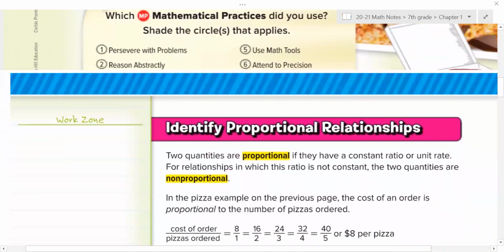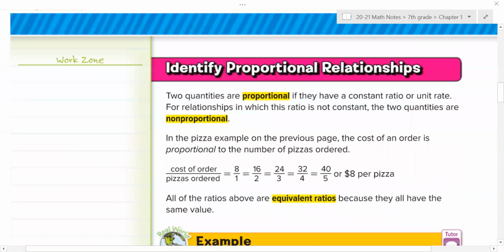To identify proportional relationships, 2 quantities are proportional if they have a constant ratio or unit rate. For relationships in which a ratio is not constant, the 2 quantities are non-proportional. So that would be like your brother or sister getting more of an allowance than you do, even though maybe you're similar in age and you do the same stuff around the house, that sort of thing.